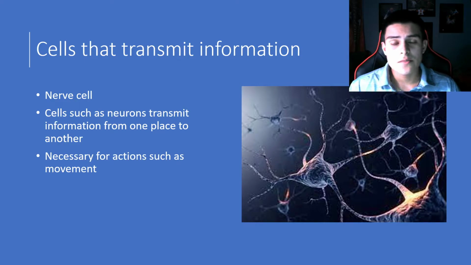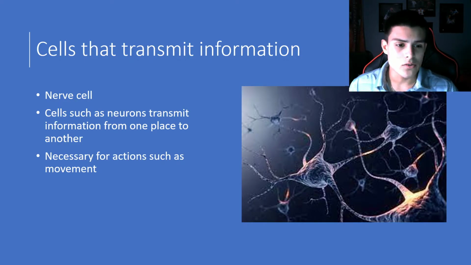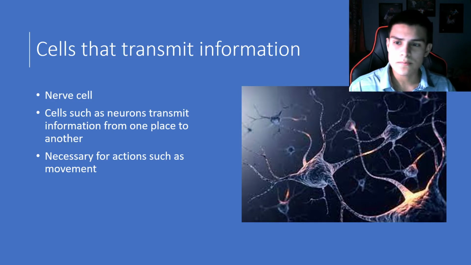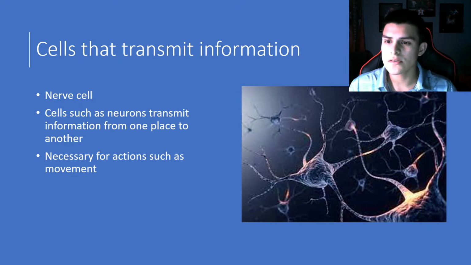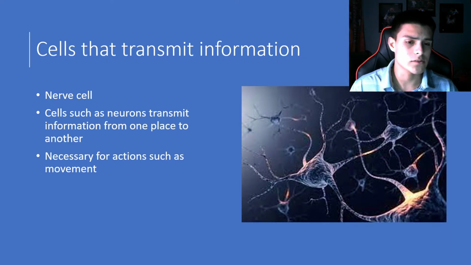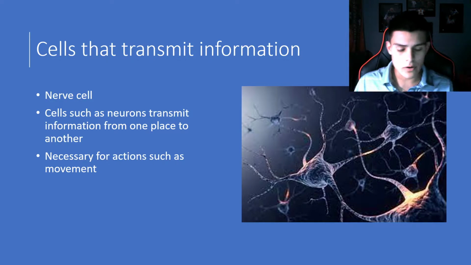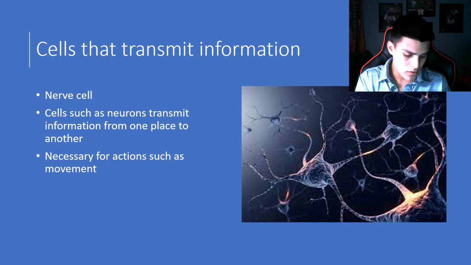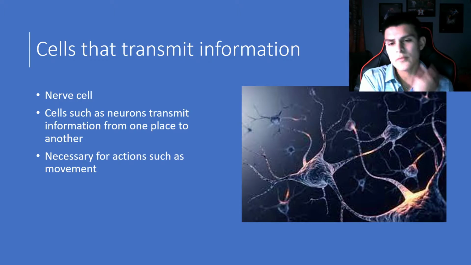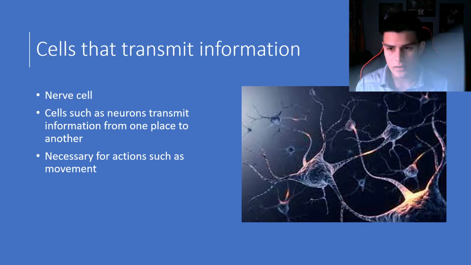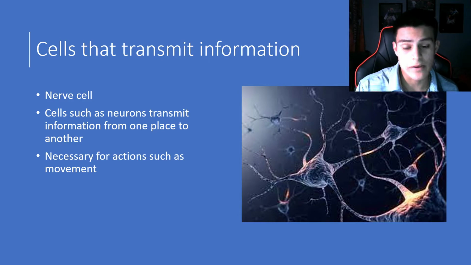Then we have cells that transmit information. Another cool picture that I thought, which is a bunch of neurons, and I believe they're firing. These are nerve cells. Nerve cells, such as neurons, transmit information from one place to another, and they're necessary for actions. All actions, especially things like movement, they have to carry. An example would be like a stimulus. If I want to pick up this paper, I have to first grab it, and it has to register through my arm to my brain. My brain has to tell my arm, go ahead and pick it up. I pick it up. That's the way that works, basically.